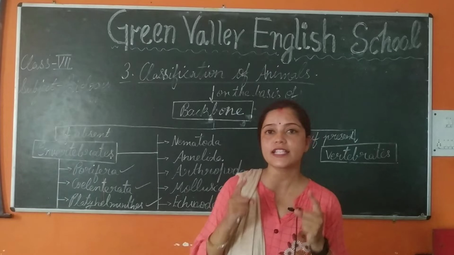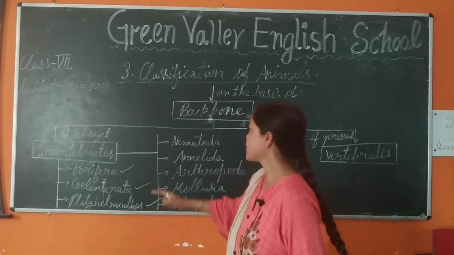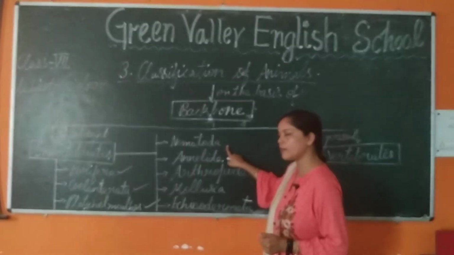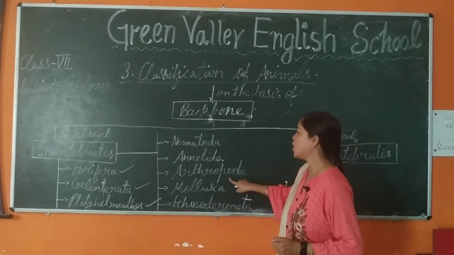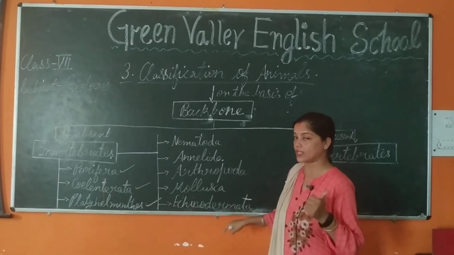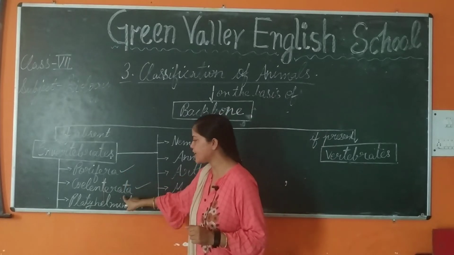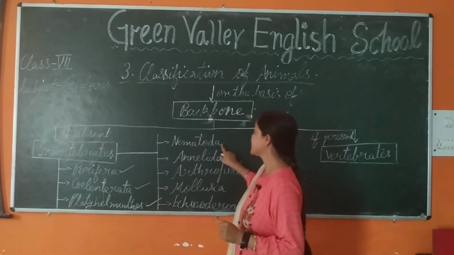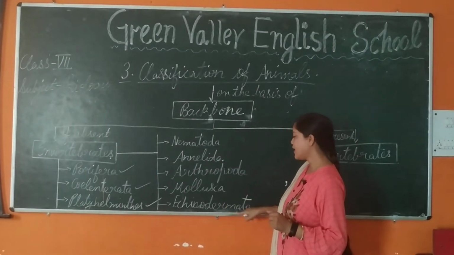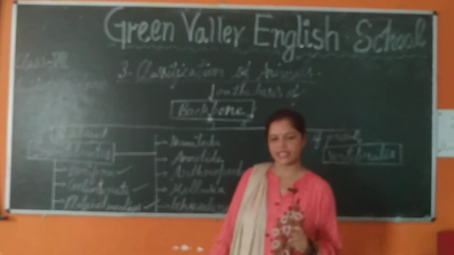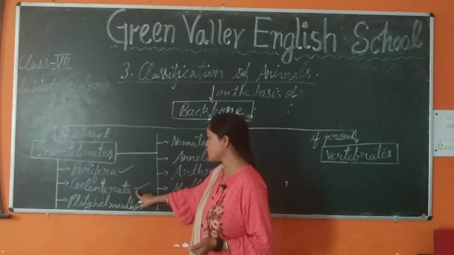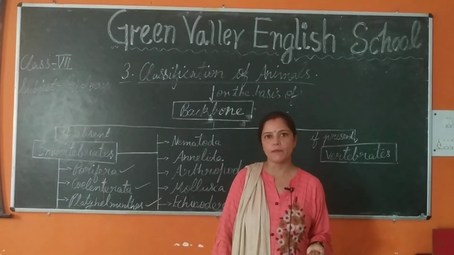Yes, they are further divided into 8 groups: Porifera, Coelenterata, Platyhelminthes, Nematoda, Annelida, Arthropoda, Mollusca, and Echinodermata. Once more: Porifera, Coelenterata, Platyhelminthes, Nematoda, Annelida, Arthropoda, Mollusca, and Echinodermata. In our last class, we have already studied Porifera, Coelenterata, and Platyhelminthes.